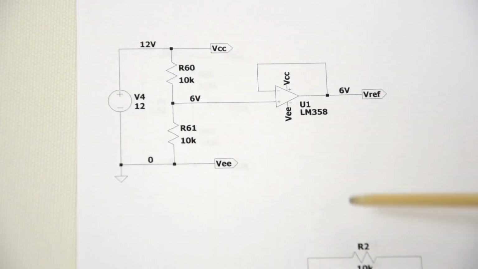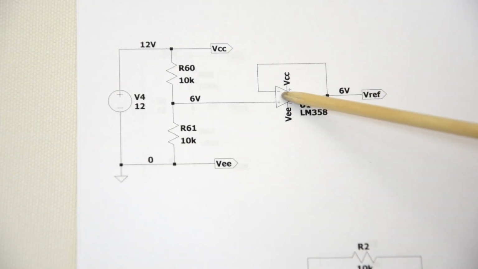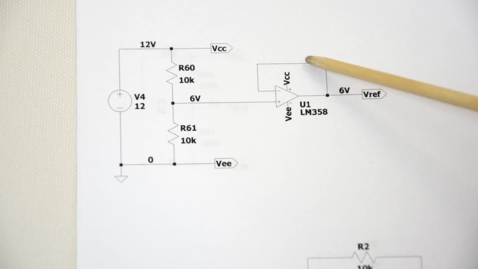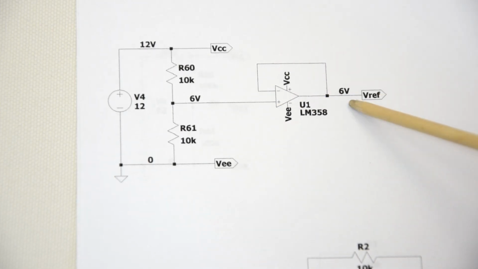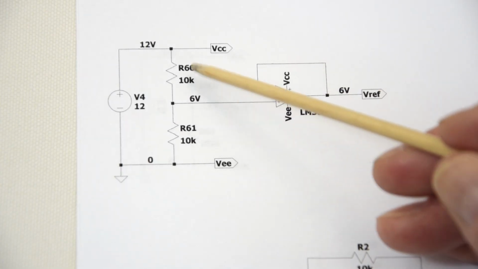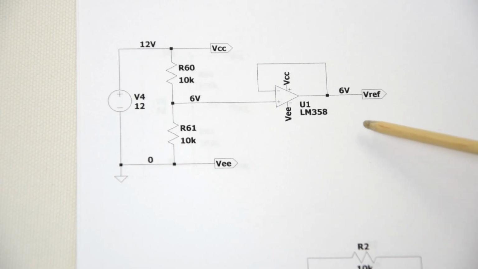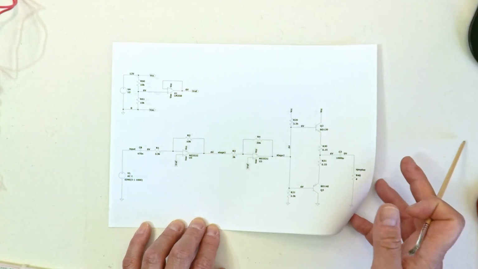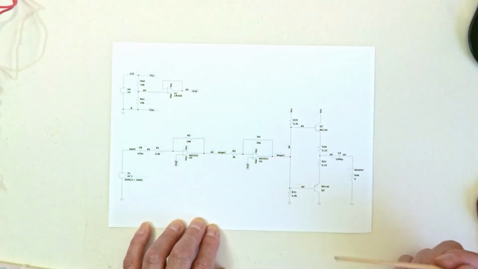So as I showed earlier, the gain of an op-amp is defined by the input resistor and the feedback resistor. In this case, it equals 1. So we've got a 6-volt reference voltage. The op-amp can provide a lot more current than a voltage divider could do. So in theory, this would give us a much more stable reference voltage. So let's take a look at how it performs if I put this on the breadboard.